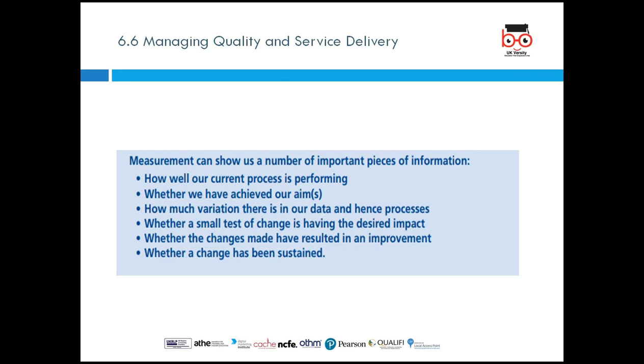Measurement can show us a number of important pieces of information. Number one, how well our current process is performing. Number two, whether we have achieved our aims. Maybe you set some quality target. Maybe we have to make sure that if somebody comes to A&E, the longest we can wait is 1 hour. We can set that target. We have to ask ourselves whether we have achieved our aim or not. How much variation there is in our data and hence the process. You can see variation in the data of different sections of the hospital or different foundation trusts having different sorts of data, different death rate, different maternal death, different delays in discharge. They are all things that you can see.